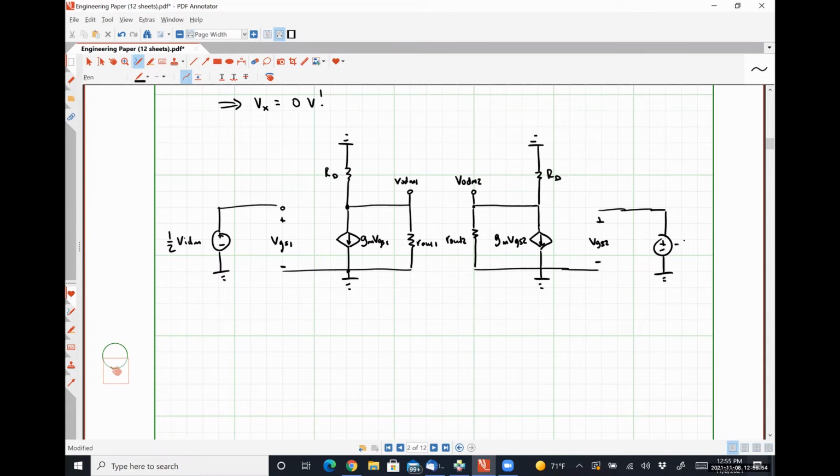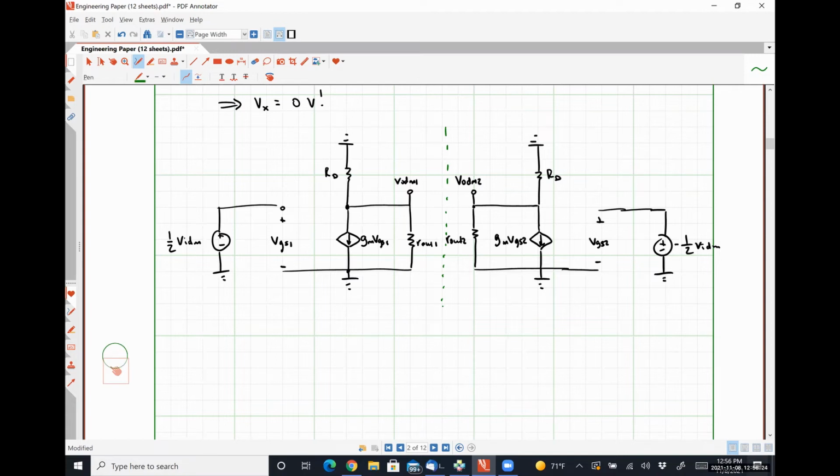GS2, negative 1/2 VIDM. All right, so I'm gonna draw a line down the middle here. So the left-hand side of the circuit looks exactly identical to the right-hand side of the circuit, except that they have different input voltages being applied, right?